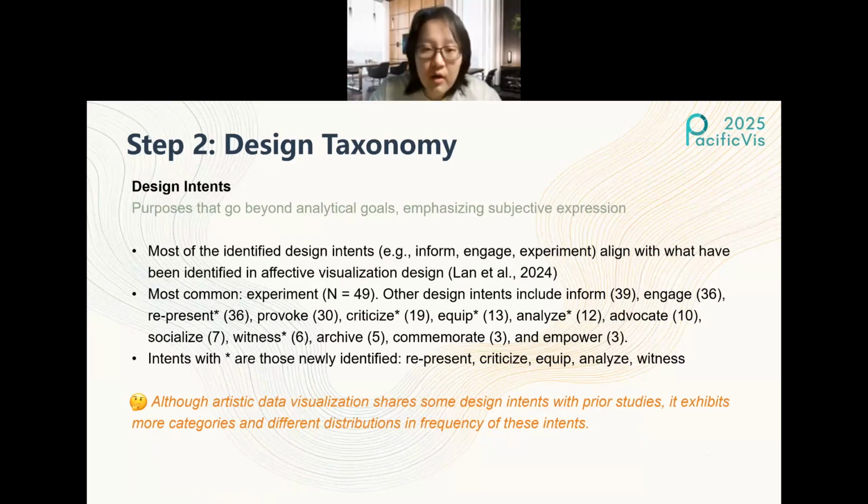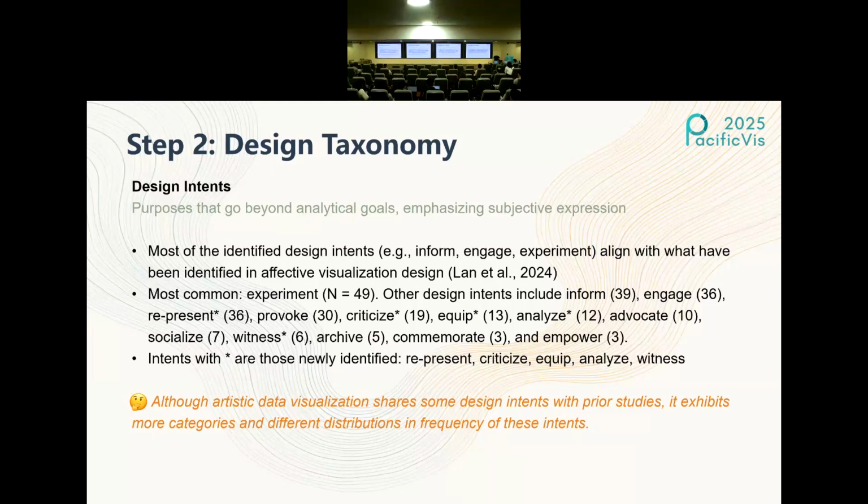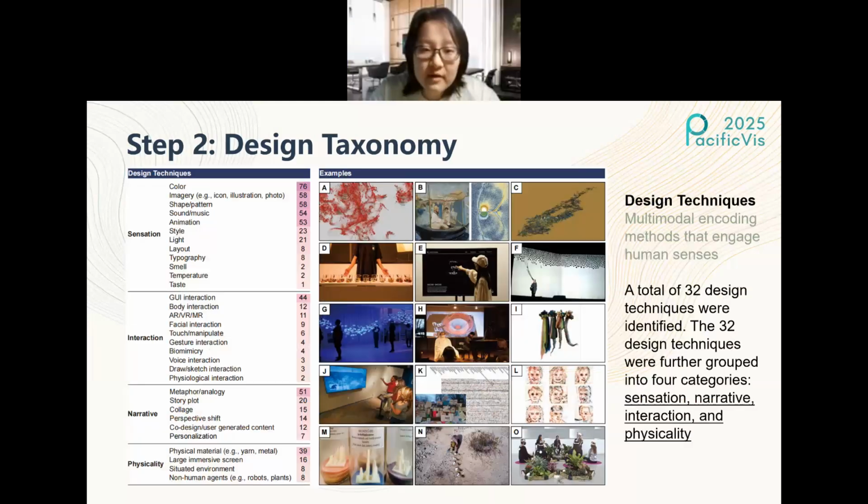Compared to earlier work, these intents are more varied, and their distribution is quite different. This suggests a broader and more expressive intent landscape in artistic data visualization. In terms of low-level design techniques, we identified 32 distinct techniques, grouped into 4 categories: sensation, narrative, interaction, and physicality.